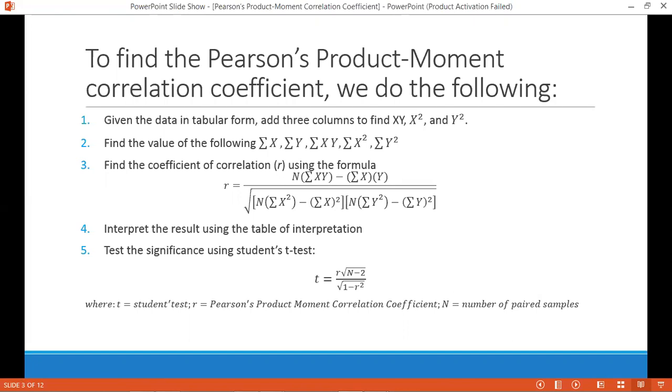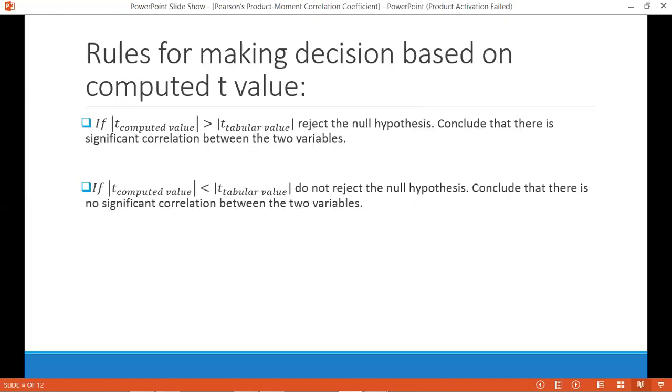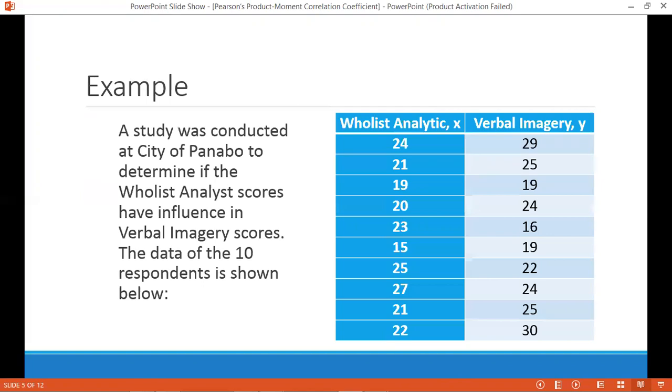Okay. So, buhato na to na tanan. Chill lang. Rules for making decision based on computed value. If the computed value is greater than the tabular, reject the null hypothesis and conclude that there is significant correlation between the two variables. But if the computed value is less than the tabular, do not reject the null hypothesis and conclude that there is no significant correlation between the two variables.